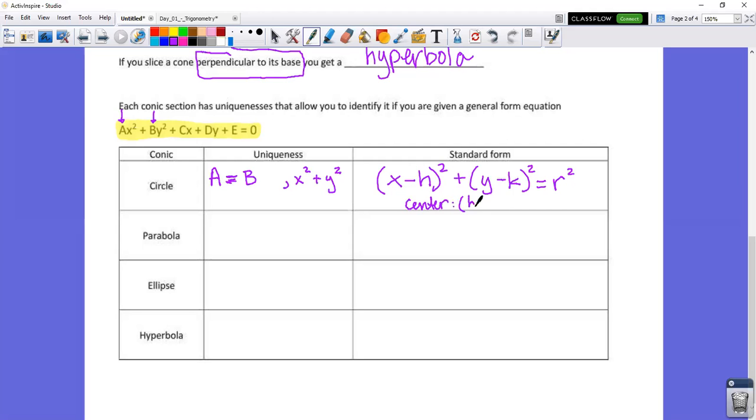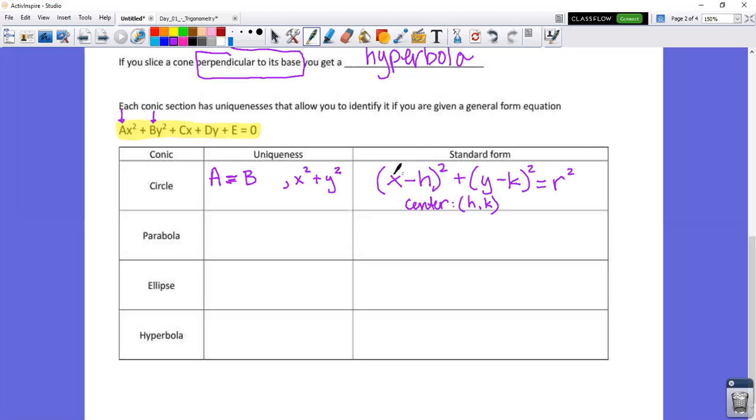So the center is h comma k, always opposite from your parentheses. So if you had a -5 in here, you would have a +5 as the coordinate. If you had a +9 in here, it would be a -9 as your coordinate. So anytime we have parentheses and you're trying to find the centers, they're always the opposite values because parentheses lie, as we've learned for a long time.